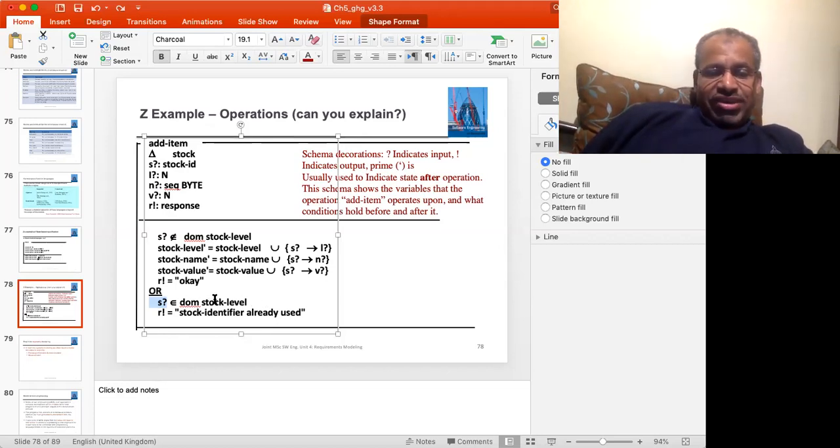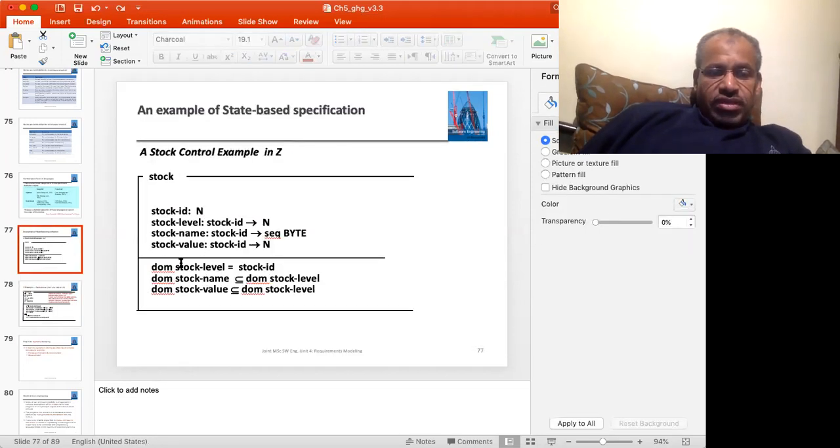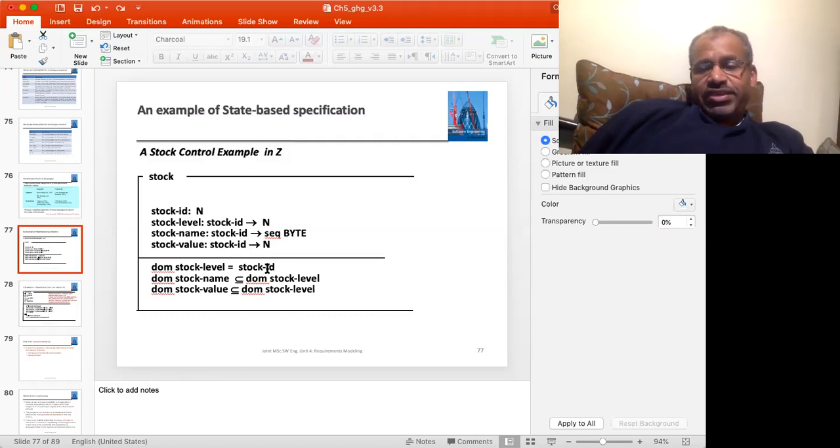And remember, the stock level is a mapping. According to this, the stock level is basically a mapping from stock ID to the set of natural numbers. So it's basically a set, and the domain of this set is exactly the same as the stock ID. So any IDs in this stock level must be exactly the same as the whole set of IDs that you've had before.